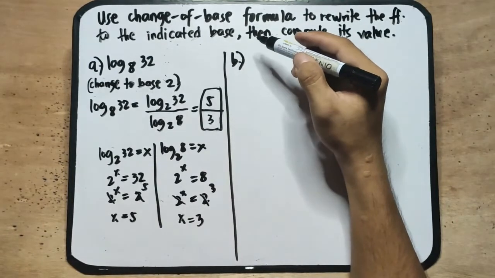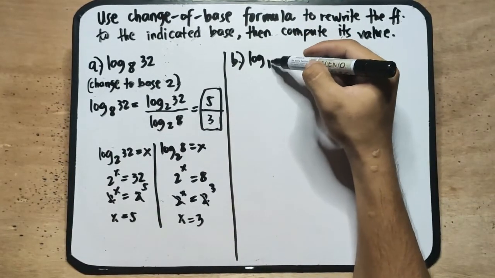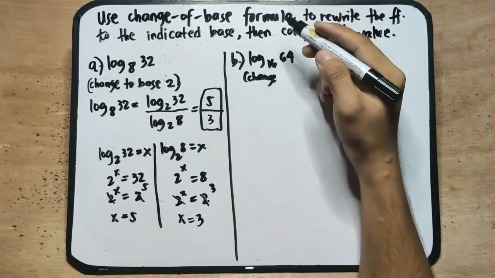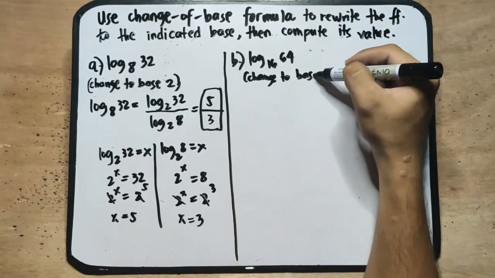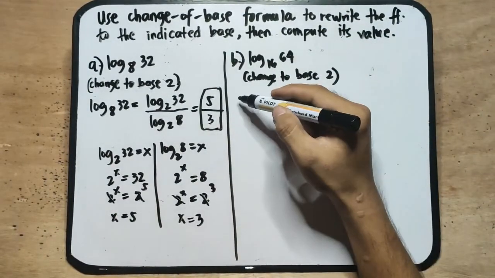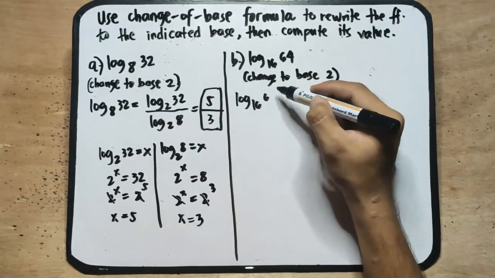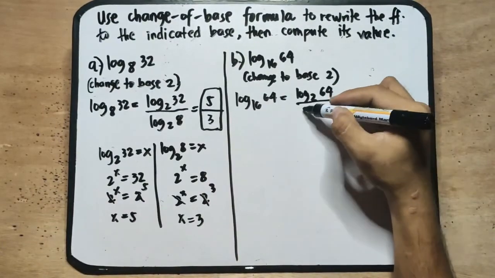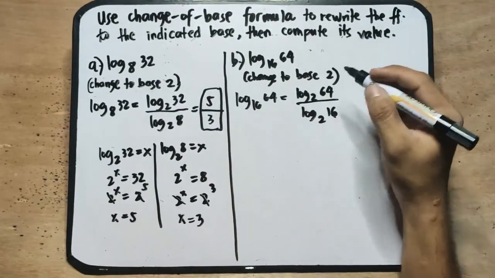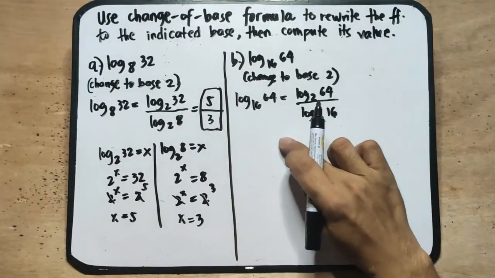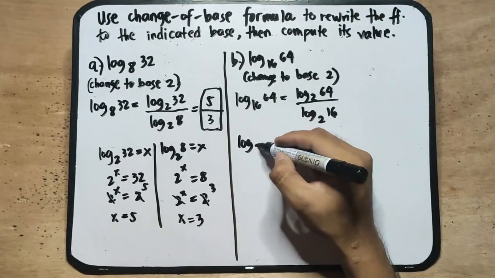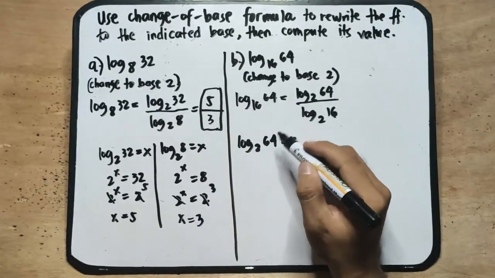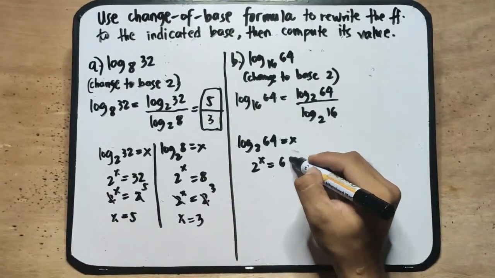Second item, we have log base 16 of 64. So, we change the base to base 2. So we have log base 16 of 64 is equivalent to log base 2 of 64 all over log base 2 of 16. So we solve for the numerator muna. We have log base 2 of 64 is equal to x. So transforming this to exponential form, we have 2 raised to x is equal to 64.